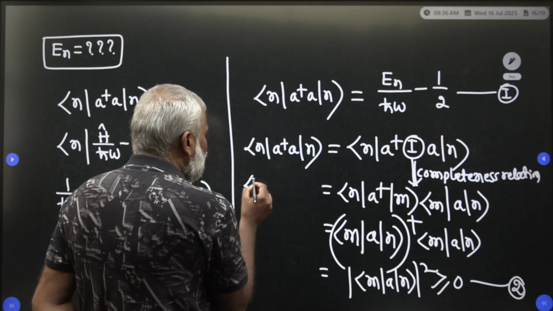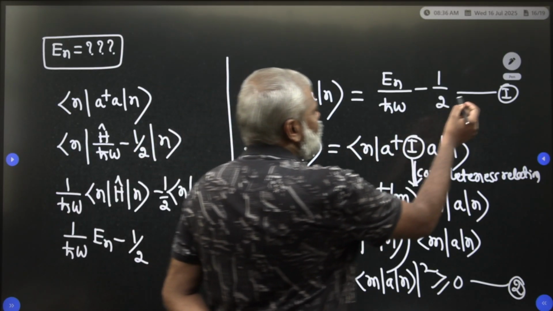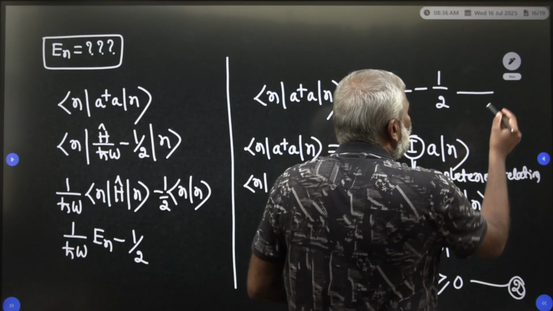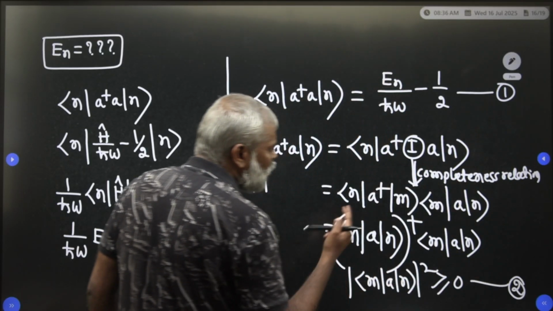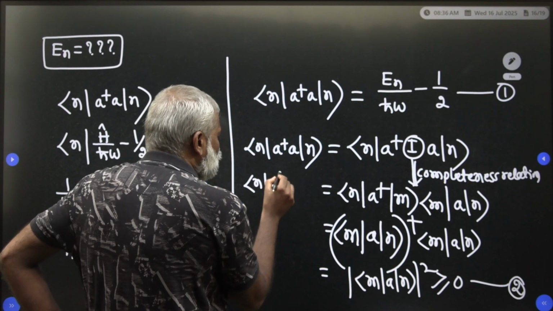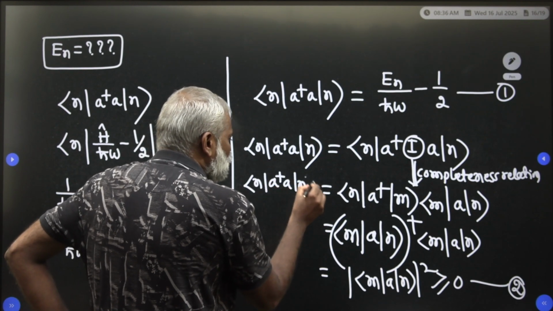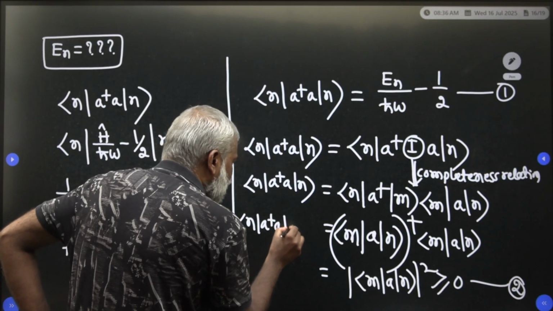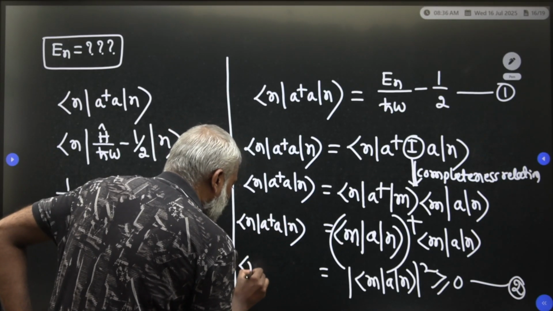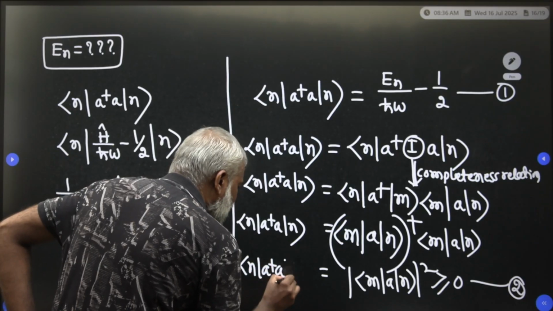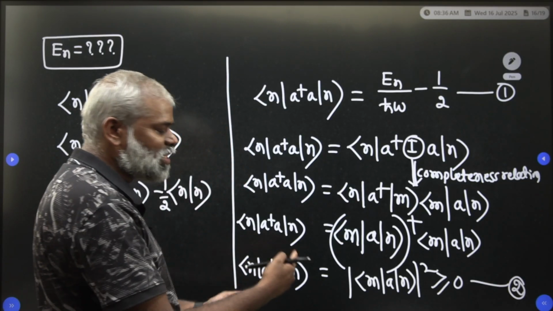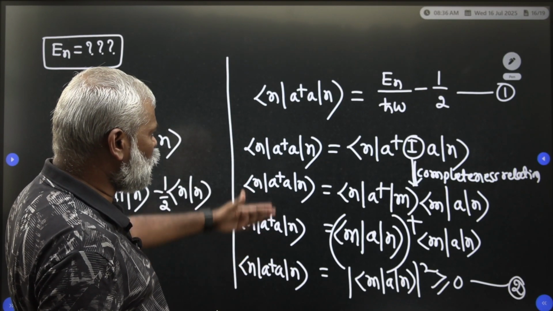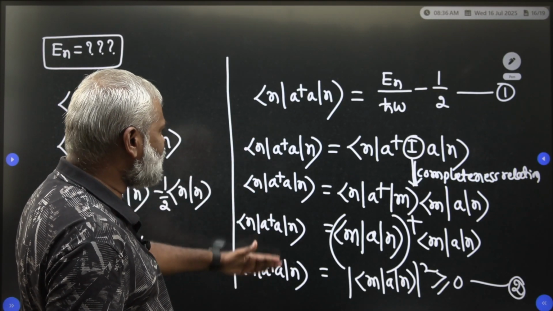Which expression? Equation number 2 you have to take. This is the equation number 1. This expression you have to take as equation number 1. This expression you have to take as equation number 2: Brian A dagger A cation. Brian A dagger A cation you have to take. This is the equation number 2. From equation number 1 and 2 you have to see the left hand side is equal.